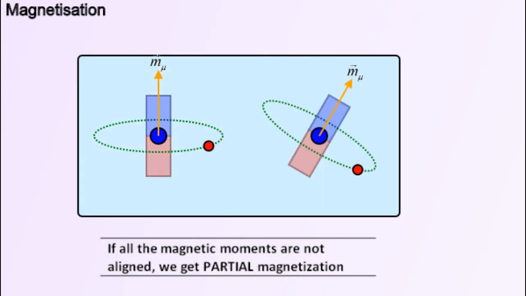Let's take a piece of metal, and for the sake of simplicity, let's say we have just two atoms, each with one electron rotating. This is just a hypothetical example. You can see that they do not rotate in the same plane. The net magnetization of the material depends on the orientation of these two magnetic moments. In this case, since they are not aligned, we can say that the magnetization is partial. Let's look at some other extreme cases.